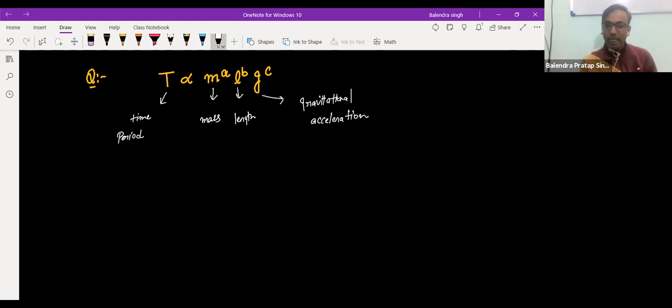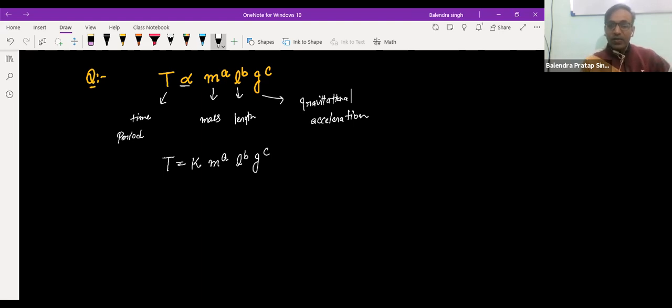Okay, so we have to find the exact formula for T, and to find it, we have to find the value of a, b, and c. Let's remove this proportionality. If we remove it, then we have a constant value K: T equals K times m raised to the power a, L raised to the power b, g raised to the power c. K is a constant, just a number. So we just have to find the values of a, b, c in this equation.